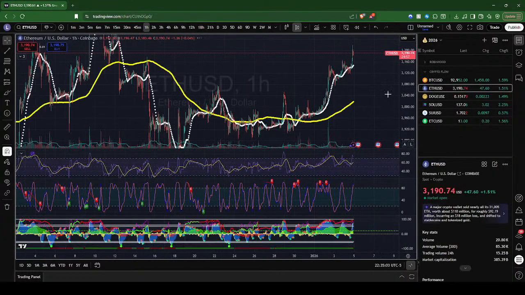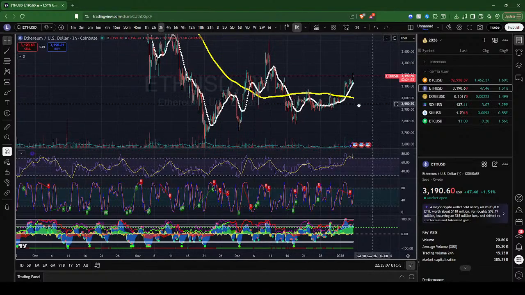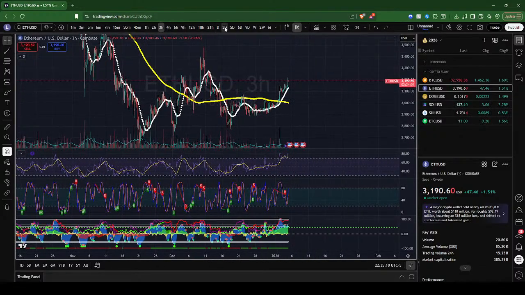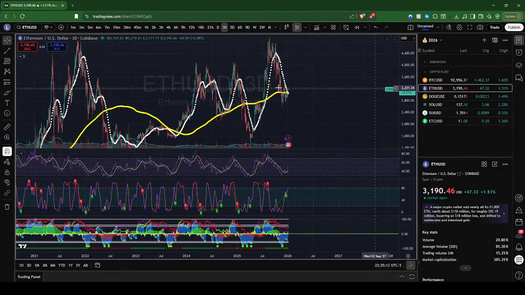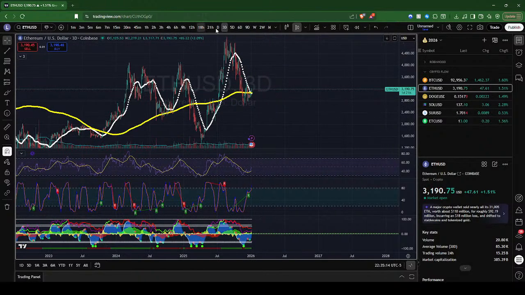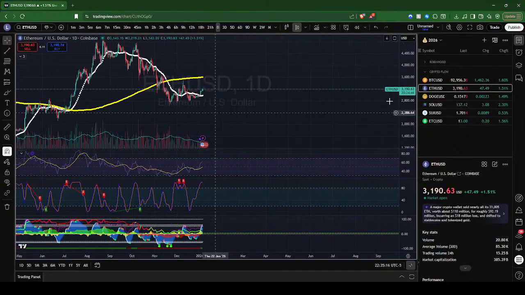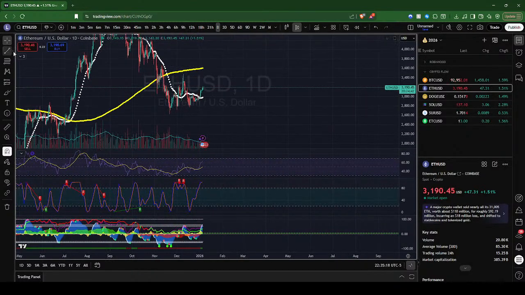We'll jump into Ethereum here, and we'll get a quick analysis on the 3 hour. Pretty similar range. We'll zoom out a little bit. Let's see. When I say similar range, I mean that we are hanging out in this bear flag. Something like this.